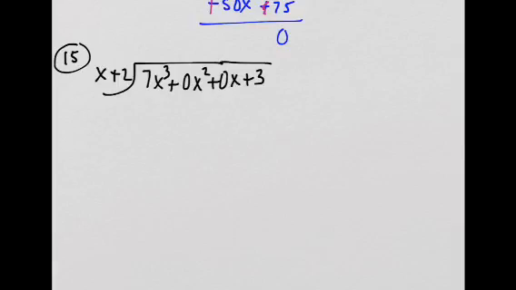Alright, so 15 through 21 just is asking you to use long division to divide. Notice I had to add a couple of placeholders right here because I was missing a square and I was missing an x. So that's why I put 0x squared and 0x. So now I'm going to divide x into 7x cubed. That would be 7x squared. So you multiply.